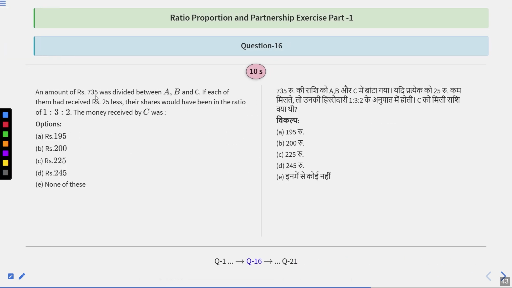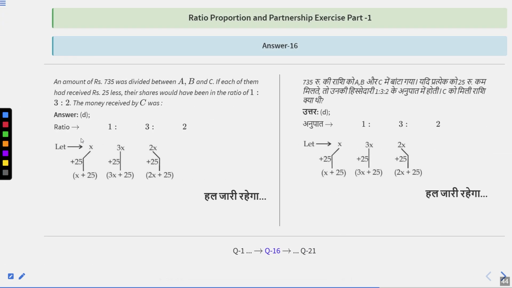An amount of rupees 735 was divided between A, B, and C. If each of them had received 25 less, their shares would have been in the ratio of 1:2:3. The money received by C was. You have 5 options and 10 seconds to analyze the question. Your time starts now. Now time's up. Let's see the solution.